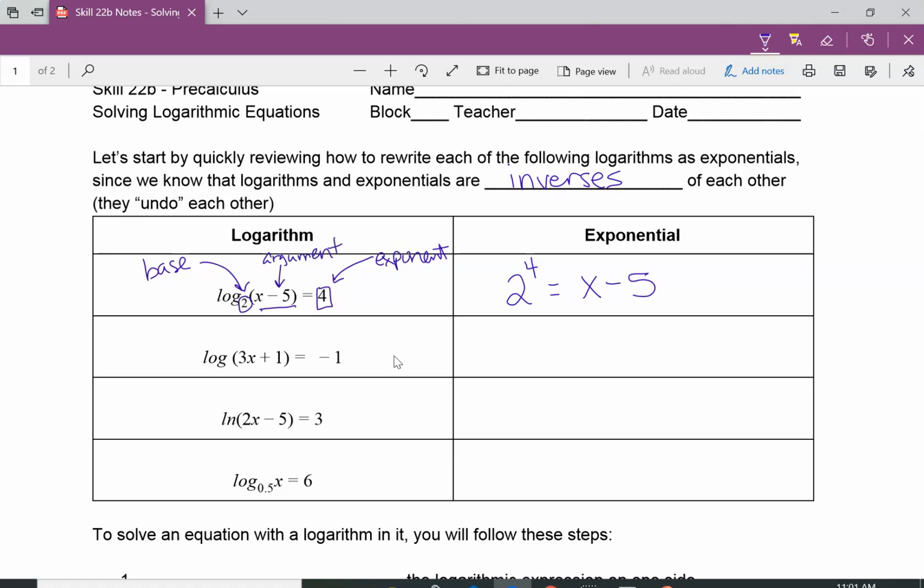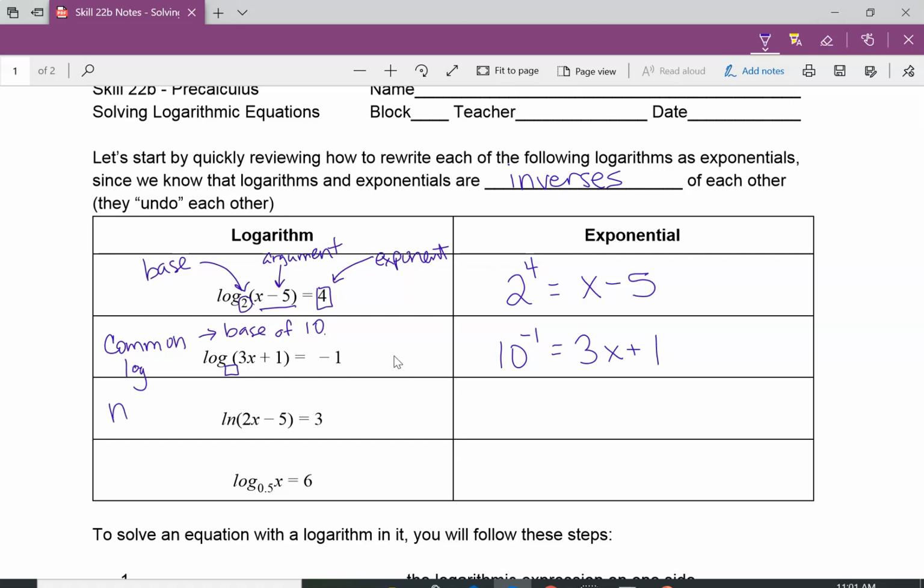Okay, so in the next one, this says log. It doesn't have a base written, so remember this is a common log, and it has a base of 10. So when that happens, I write this as 10 to the negative 1 equals 3x plus 1.